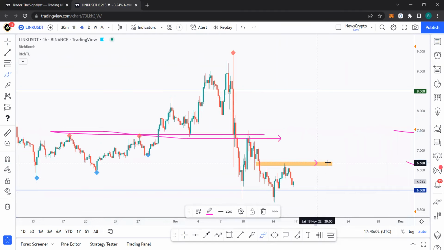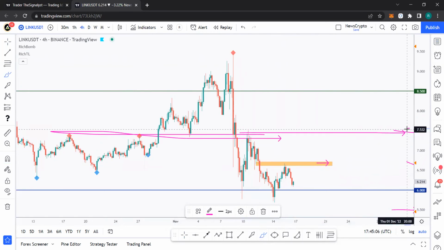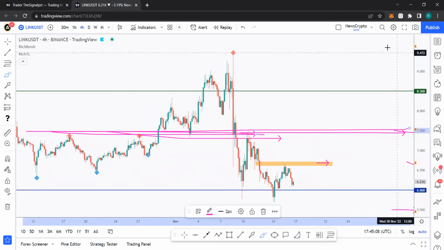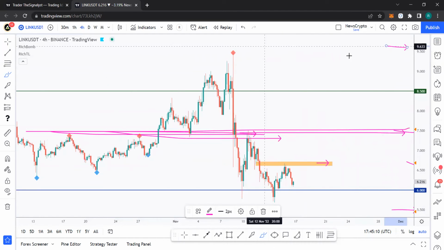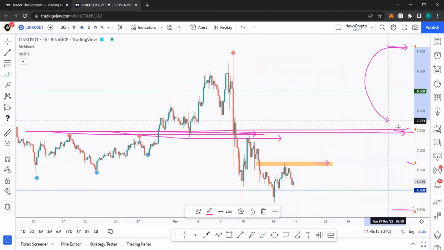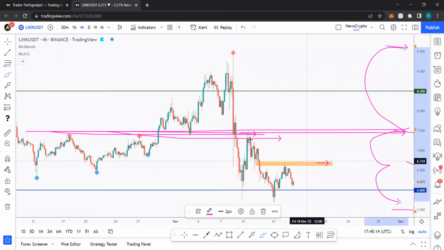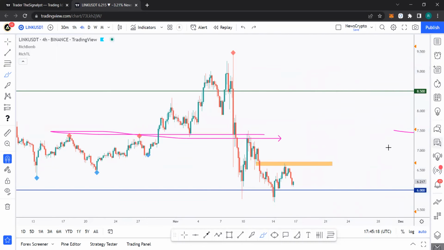So first one, if we break above this one is if we dive inside, this one is if you break above this area, and last but not least, this one if we break above this upper band. Okay, so this is why you see 4 alerts, right? Because I want to know every single movement of Link, this is why I'm keeping an eye on it through these alerts. That's it for Link.